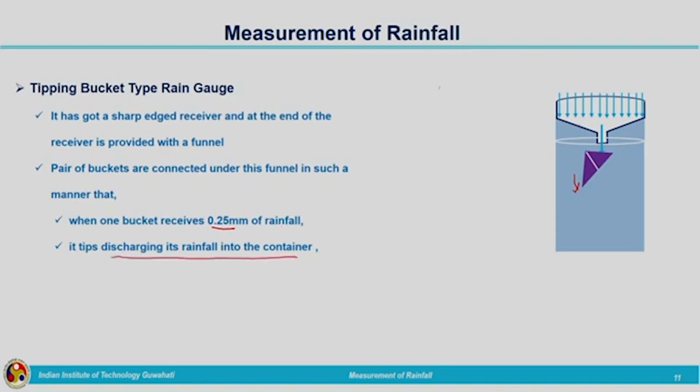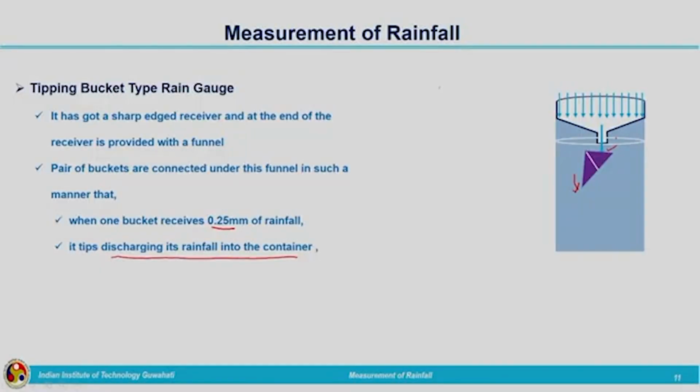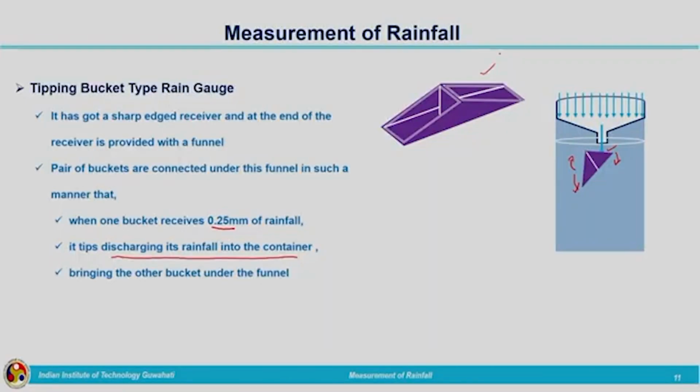Whatever rainfall is collected in the bucket will be discharged into the container. After that the second bucket will be filled, and when it is filled, it will move in the other direction. The first bucket will take the initial position beneath the funnel, and this process will be happening continuously. There is a seesaw mechanism taking place there. This is the close view of the tipping bucket, and here is a magnet which is connected to the tipping bucket. The tipping bucket recording is taking place based on this magnetic action.